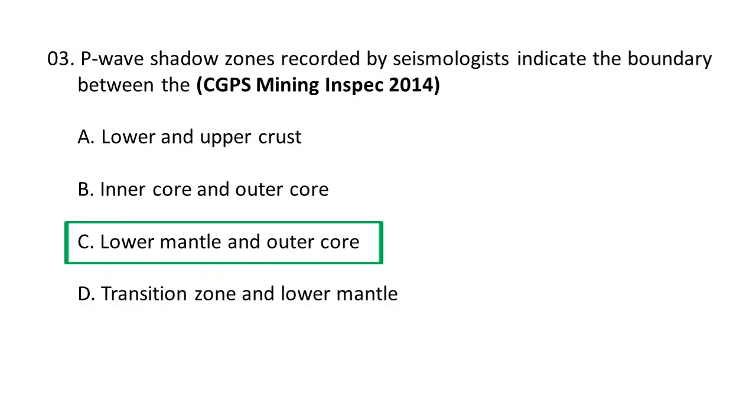The P-wave shadow zone indicates the boundary between the lower mantle and the liquid outer core of the earth. The P-wave shadow zone is a region where P-waves are not detected by seismometers because they are refracted away from the original path as they pass through the transition between the mantle and the core. This is due to the fact that the seismic velocities are much lower in the liquid outer core than in the mantle. So the size of the shadow zones can be used to calculate the size of the core and the location of the core mantle boundary as well. So C, lower mantle and outer core, is the correct option.